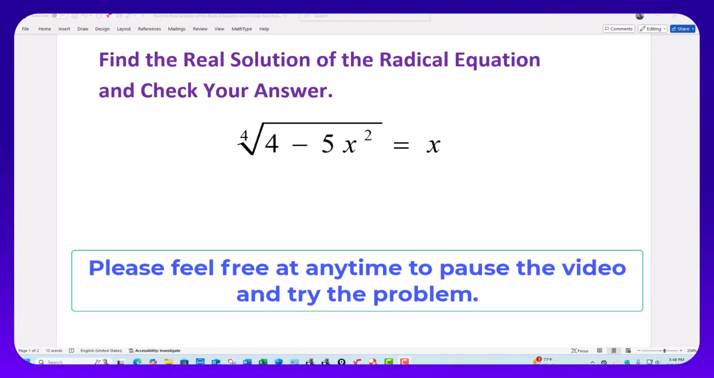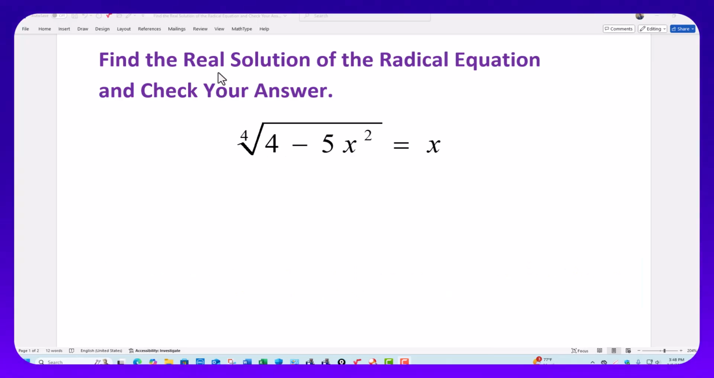So in this video we have a radical equation to solve. This one involves a fourth root. We want to find the real solution of the equation. Now if we're dealing with a square root, we simply isolate the radical and square both sides.